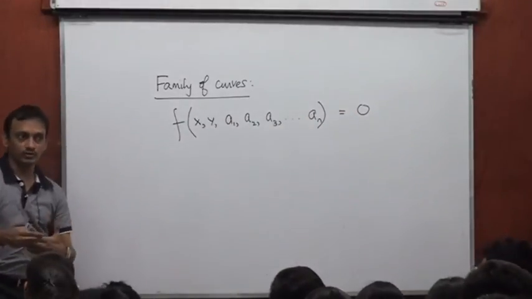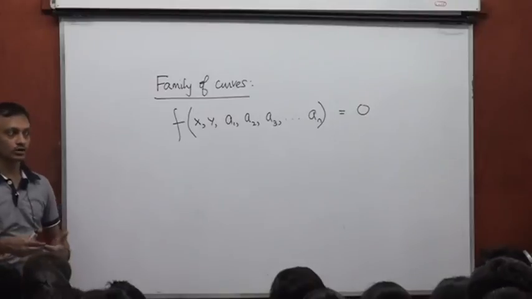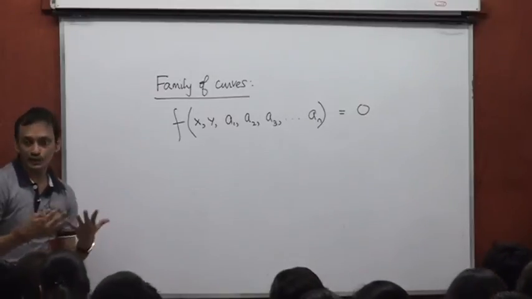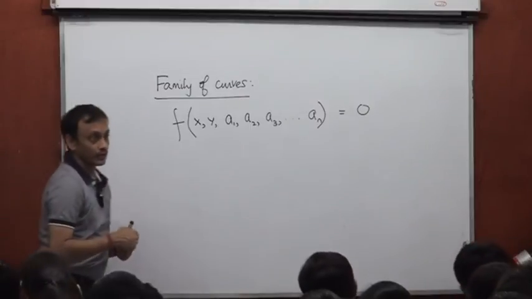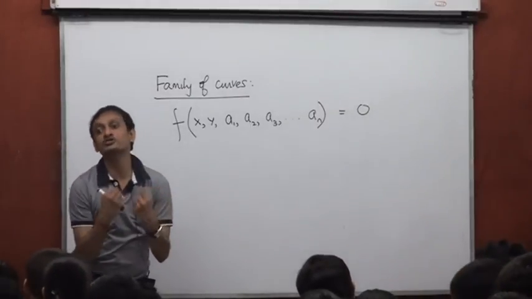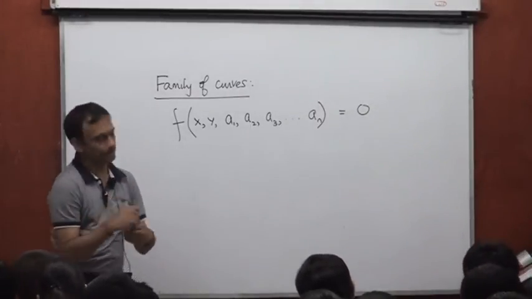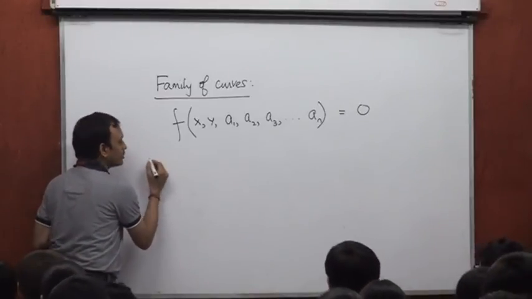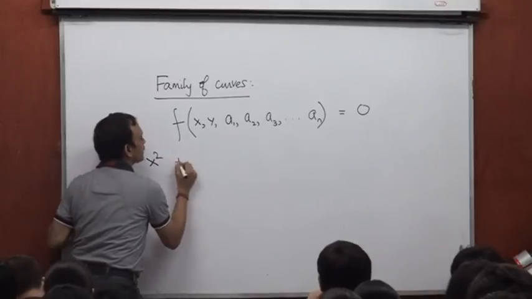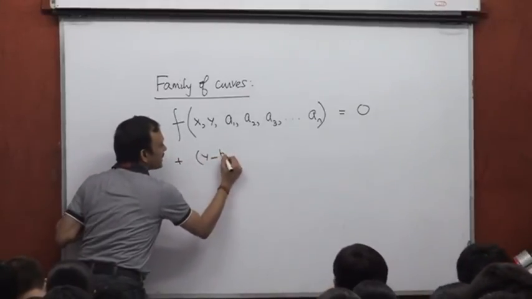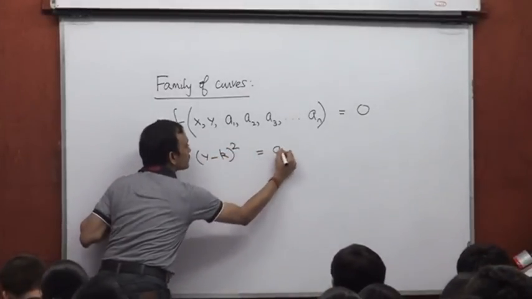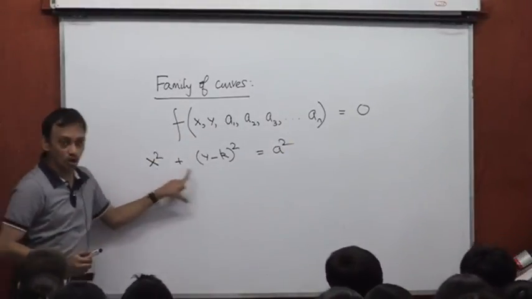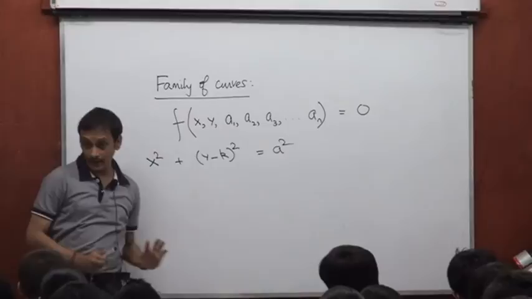Now, first of all, what am I talking of? I'm talking of circles with centers on the y-axis, right? And having a constant radius a, the same radius a. So a circle with center on the y-axis would be x squared plus (y minus k) whole squared equal to a squared. This is a circle whose center is on the y-axis at (0, k) and whose radius is a.